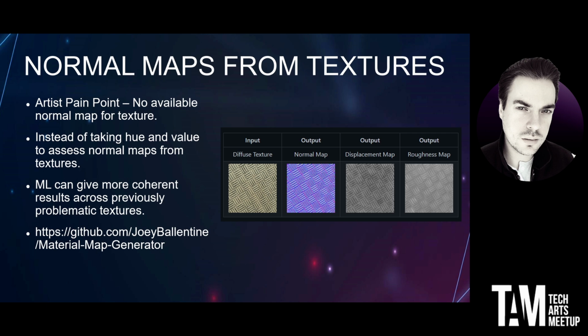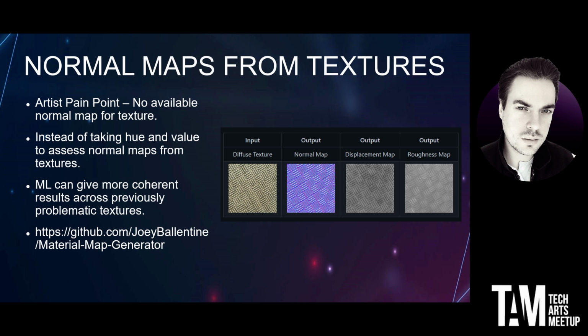Again, this is a fairly straightforward one. We've had to deal with it for a long period of time, but sometimes you just don't have the normal maps, or you're upgrading a very old game that doesn't have them. Previously, you would get it from the RGB data, but now we can actually feed in training data that gives us a much better normal map out. And this exists.